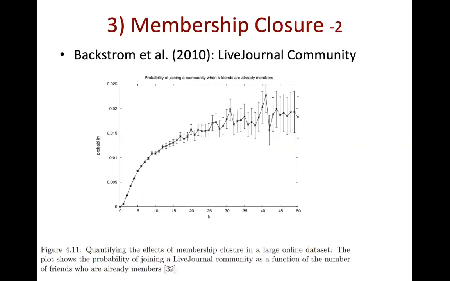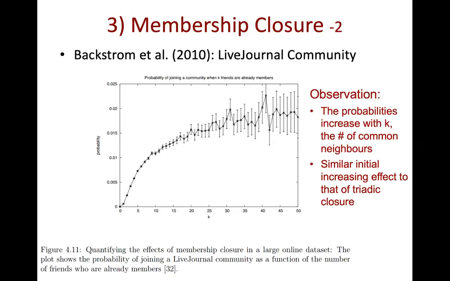And then there was also the study on the LiveJournal community regarding this membership, right? So there's a probability of joining a community when K friends are already members. K is how many friends are members of the community, and the probability of joining the community. Once, for example, 1 friend is a member, the probability grows not very high, but once 2, 3, 4, or 5 friends become members of the community, it actually grows quite far till it reaches 10, and after that, growth also starts getting diminished.